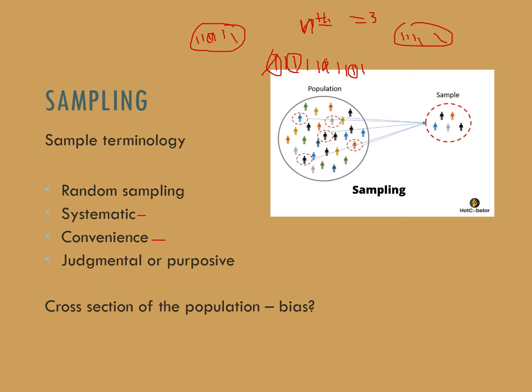Convenience sampling. Oh, I'm sorry. When we break them into groups like this, it's called stratified.